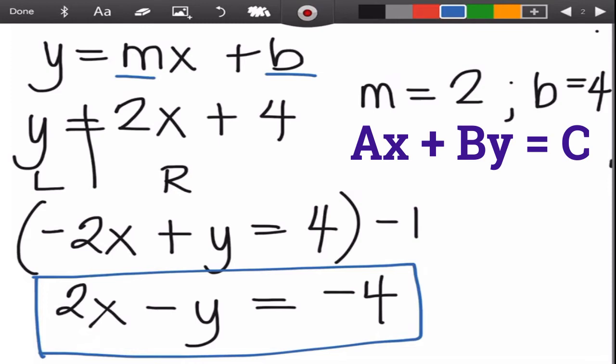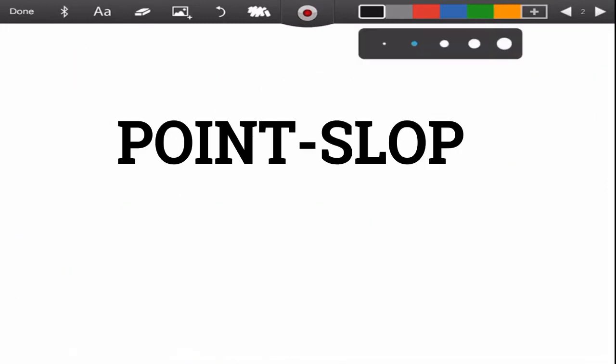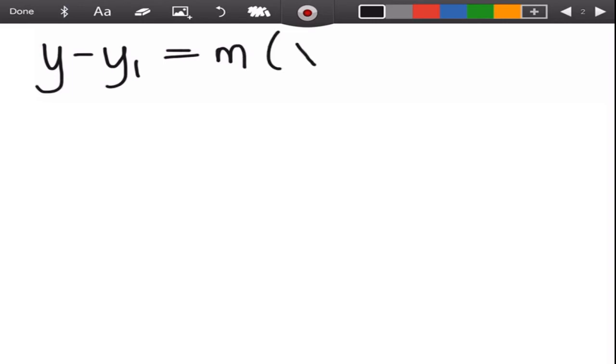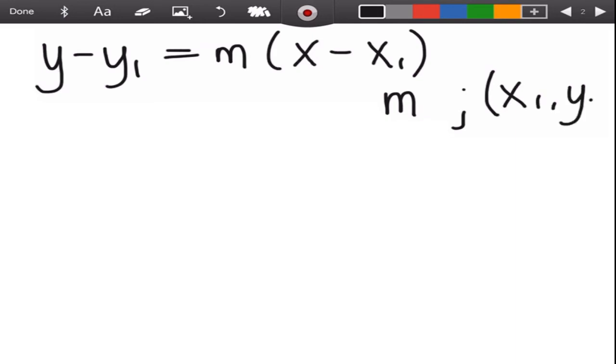The second form of the line is the point-slope form. So here is the point-slope form. We have y minus y sub 1 equals m times the quantity x minus x sub 1. If you are given m, which is the slope, and a point, which will become the x sub 1 and y sub 1, you will use this form.